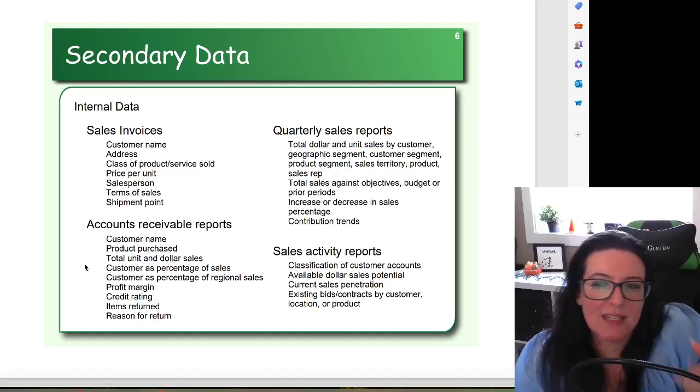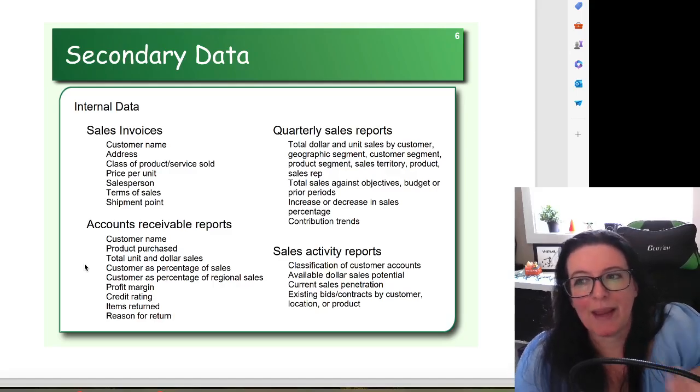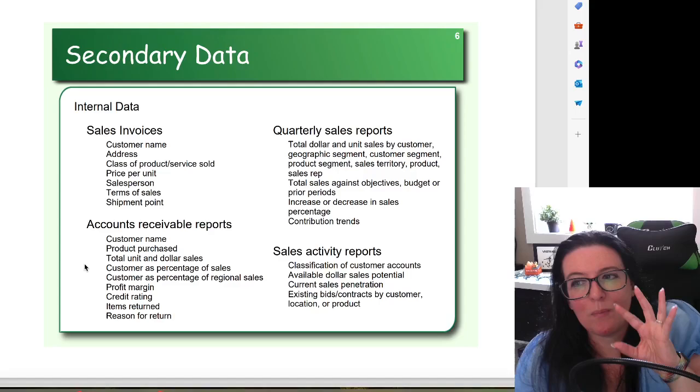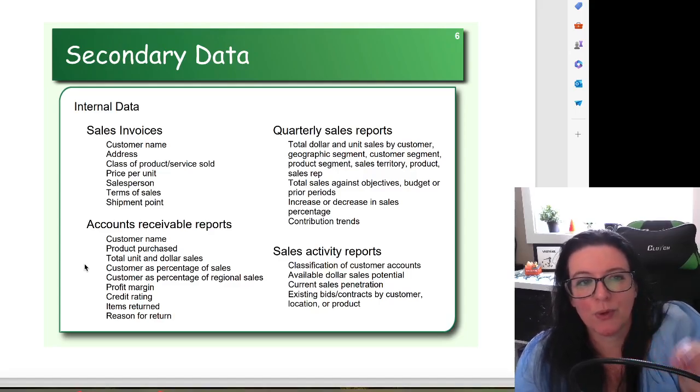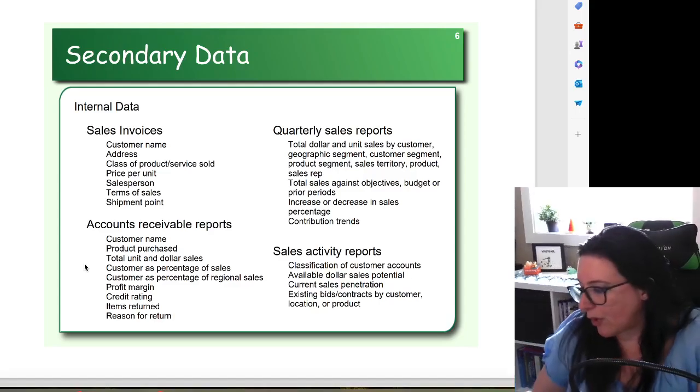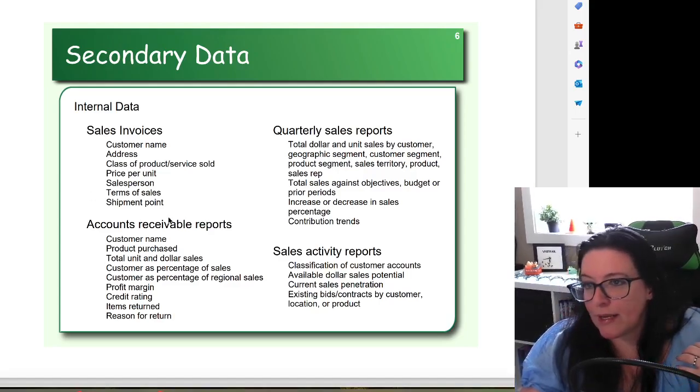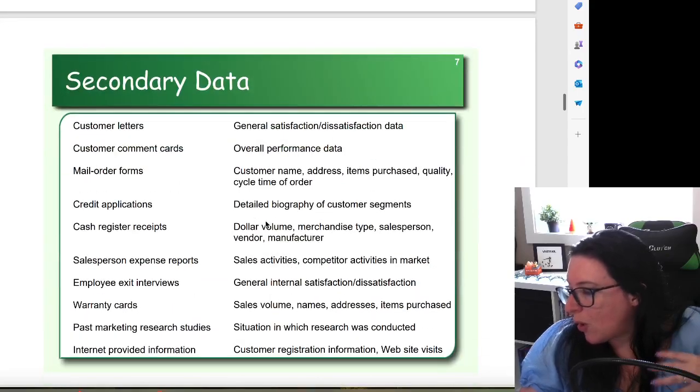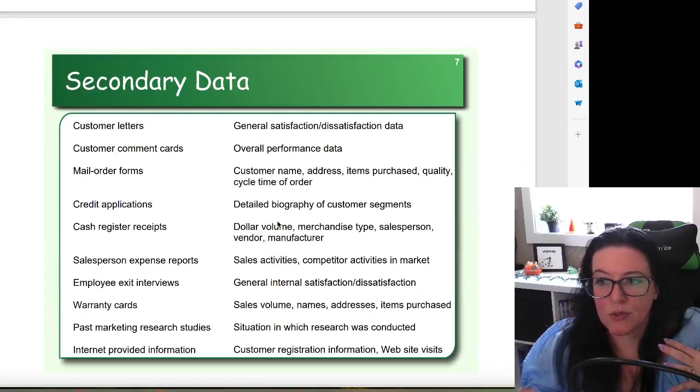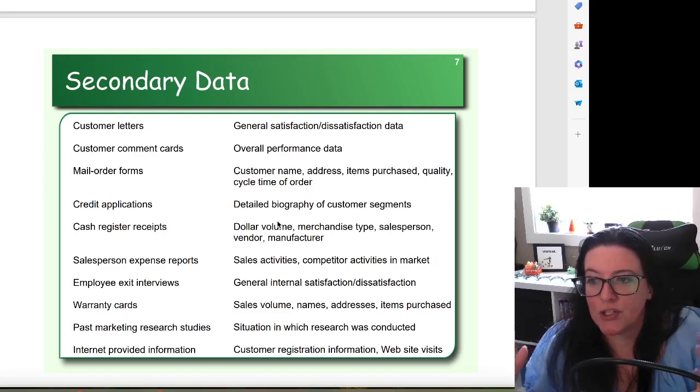So we have all this existing information within our organization we can analyze to make decisions, and that would then be secondary data because it was originally collected for some other purpose, whether it is related to sales or whether it is related to other parts of our operations, our hiring, and so on.